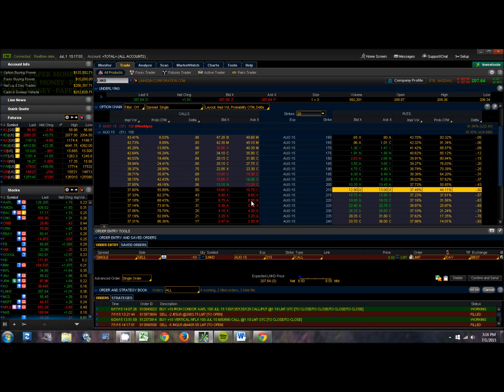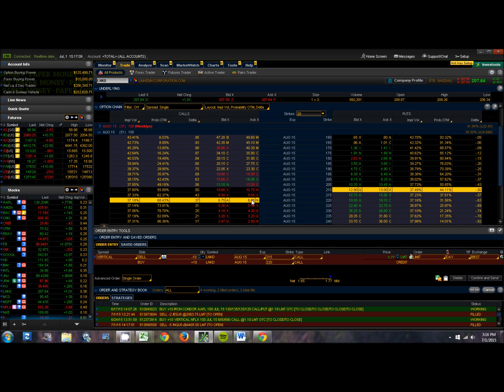So here's what you can do. While holding down the control key on your keyboard, you can hold that down and then click buy the 220 call. So then what happens is Thinkorswim pairs those two orders together into a vertical spread, which is exactly what we talked about, where you're selling the 215 and you're buying the 220. Together, they're going to net to a credit of $1.80.